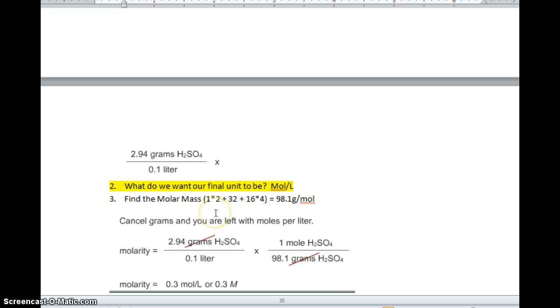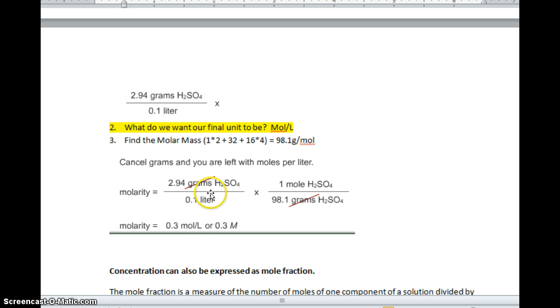All right, so then we have to find the molar mass. And so we did that by saying that there's 2 atoms of hydrogen, each one weighs 1. There's only 1 atom of sulfur, and it weighs 32 grams. And there's 4 atoms of oxygen, they're each about 16. And our answer is 98.1 grams per mole. All right, so we put that on the bottom, so our grams canceled. So there's 98.1 grams per mole. And we're left with our unit of moles over liters, or molarity, which we can abbreviate as a capital italicized M, and our answer is 0.3.